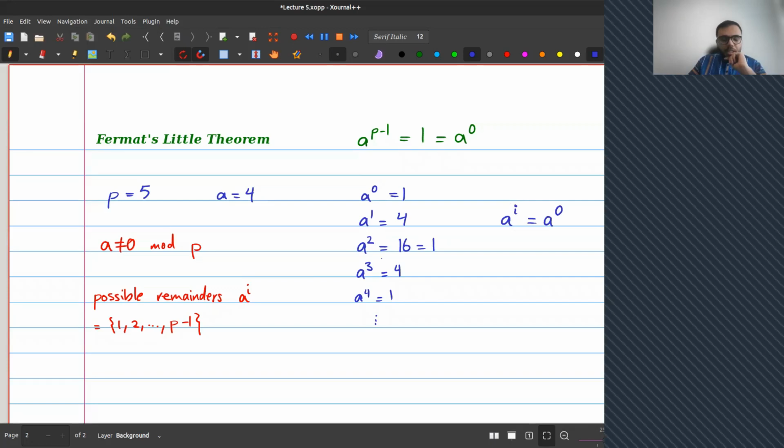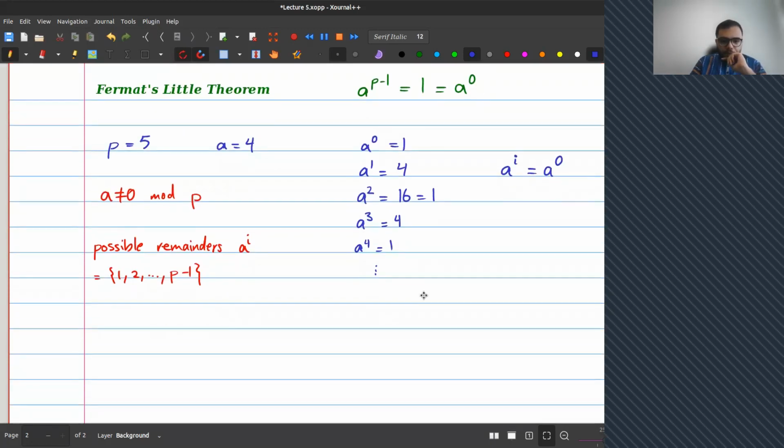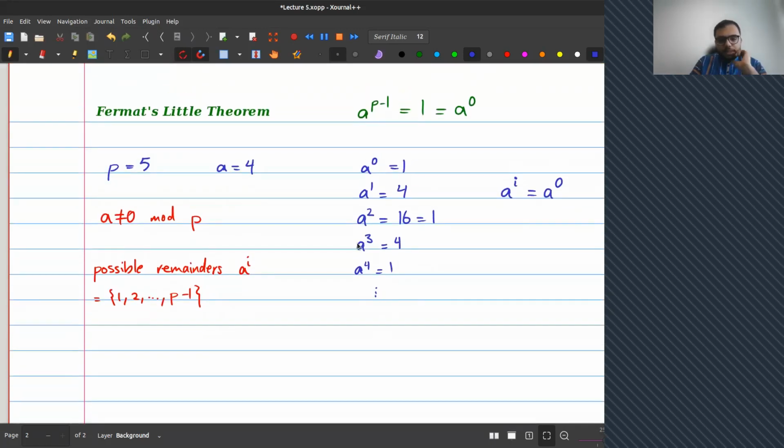Now, why is that a problem for me? Because if I want to encode my message, let's say, as the power of a here, I actually cannot distinguish between several different messages. I cannot distinguish between, for example, 2 and 0, because if my message is 2, then I take a to the power of 2, and that's 1. If my message is 0, I take a to the power of 0, and that's also 1, right?